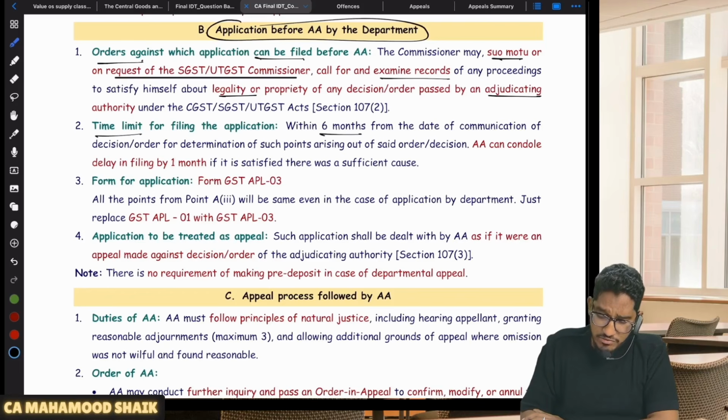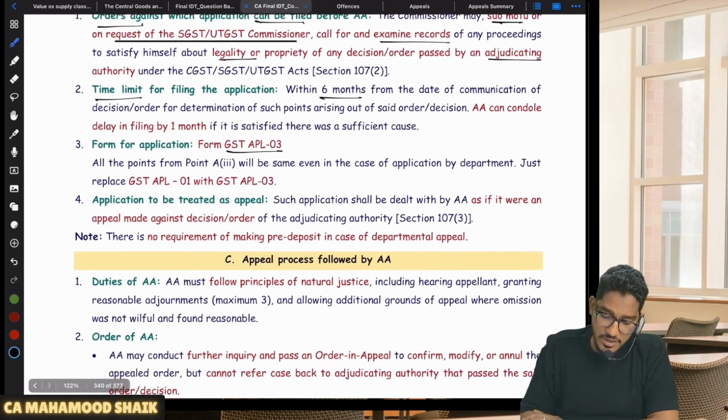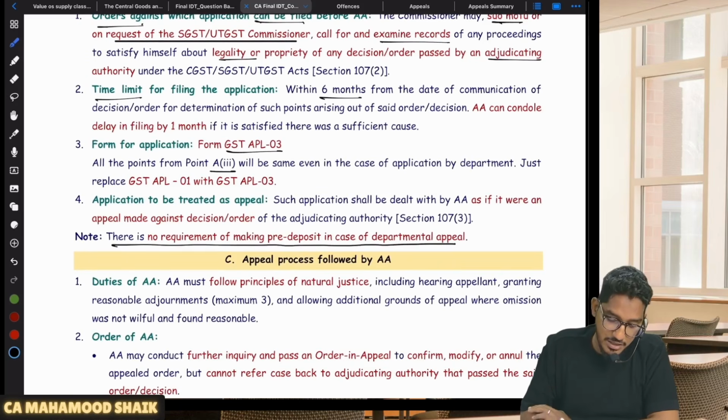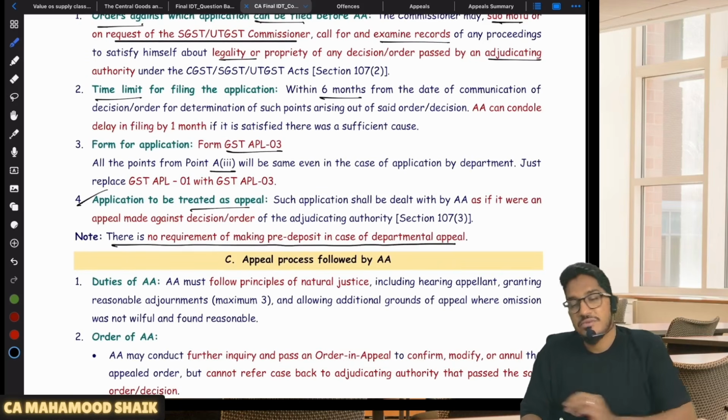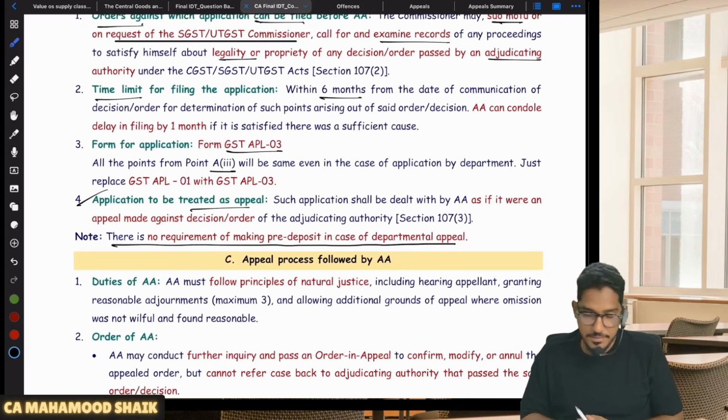Sir, what is the form? GST APL 03, and all the points will become applicable here. However, pre-deposit will not become applicable. There is no requirement for making a pre-deposit in case of a departmental appeal. And the application is to be treated as a fresh appeal. That means if the commissioner makes a request, saying our subordinate has passed an order, please reconsider, like that he will make an application to the appellate authority. That itself will be considered as an appeal.